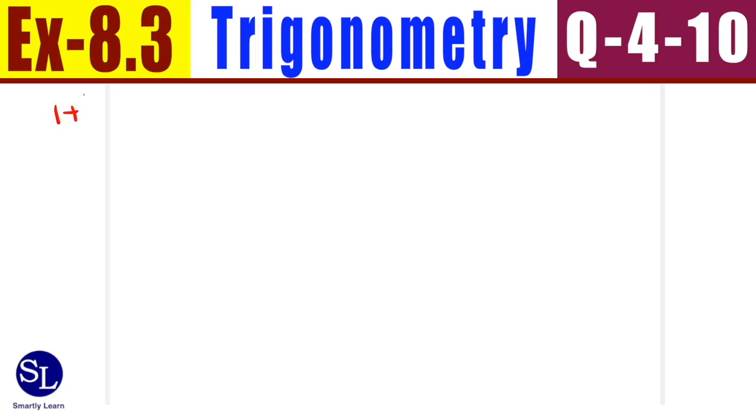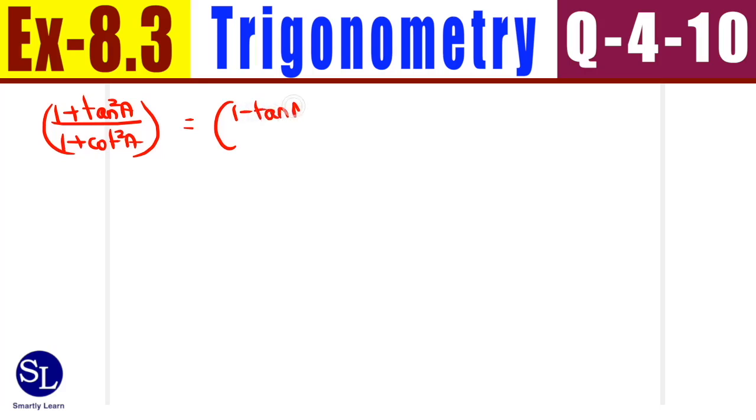So they told us (1 plus tan²A) by (1 plus cot²A). We should prove it is equal to ((1 minus tanA) by (1 minus cotA)) the whole square, which is equal to tan²A. So to prove this, first we will take this expression and equate it to tan²A. Then we will take this expression and equate it to tan²A. Thereby we can say everything is proved. So let's start with the first expression.